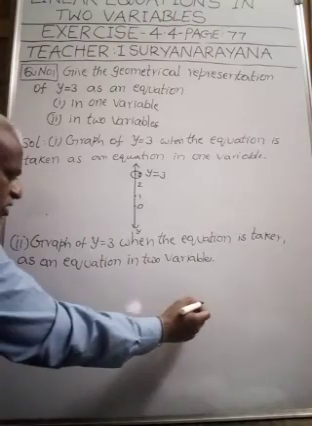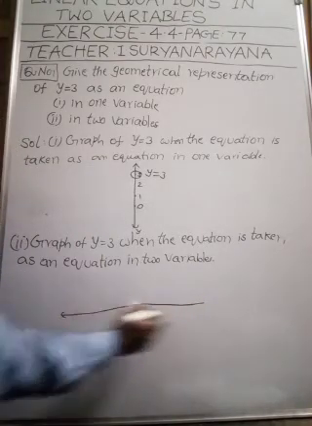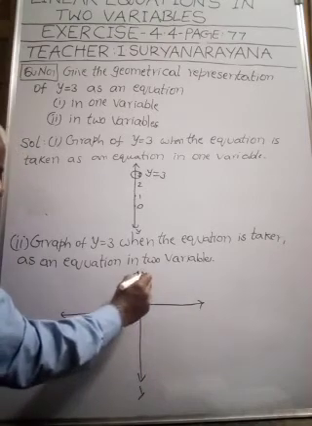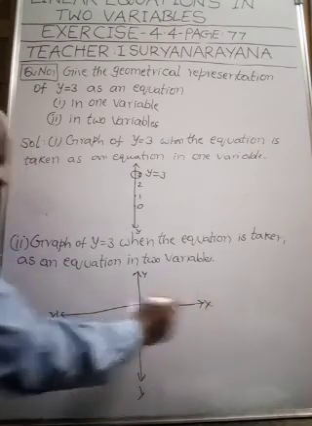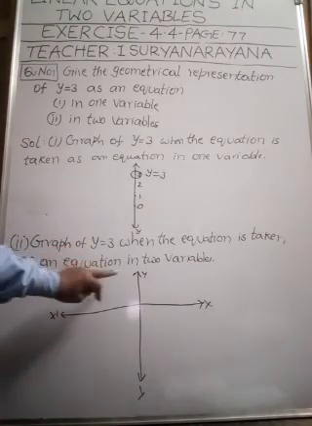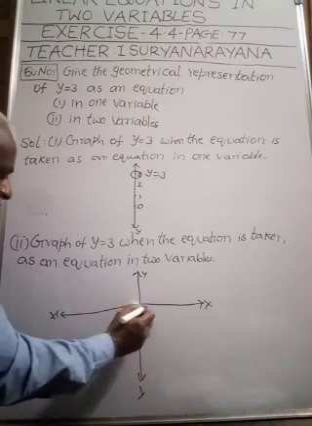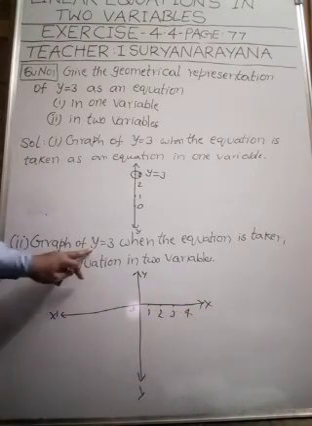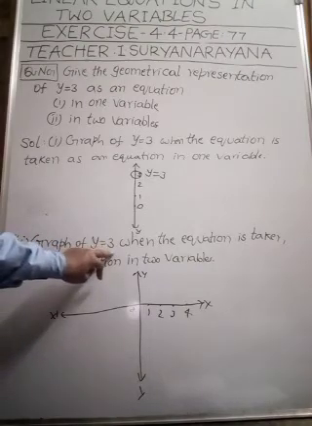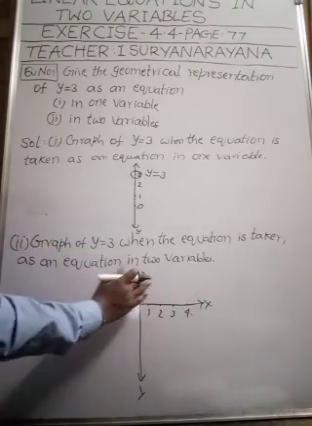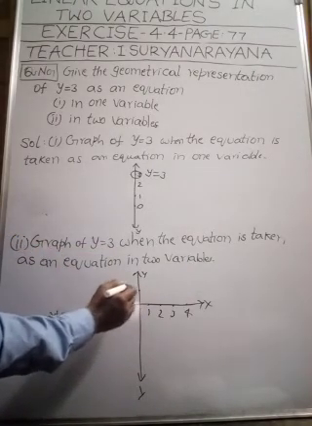Now if you want to draw the graph when this equation is treated as an equation in two variables, then we have to draw it like this. 1, 2, 3, 4 like this. So y is equal to 3. Y is equal to some constant. So it is a line parallel to the x-axis. Yes or no, my children? Parallel to the x-axis.